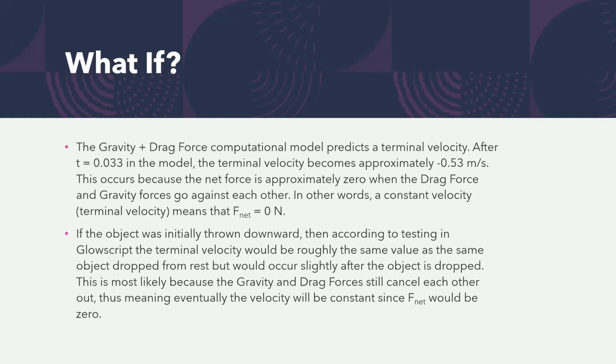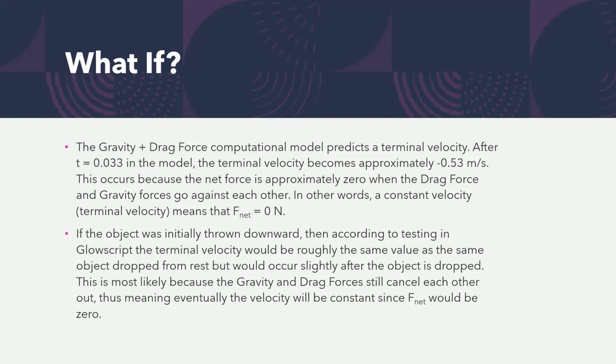Lastly, what if? The gravity plus drag force computational model predicts a terminal velocity. After t equals 0.033 in the model, the terminal velocity becomes approximately negative 0.53 meters per second, as calculated in the GlowScript. This occurs because the net force is approximately 0 when the drag force and gravity force go against each other. In other words, the constant velocity, which is the terminal velocity, means that F net equals 0 newtons.